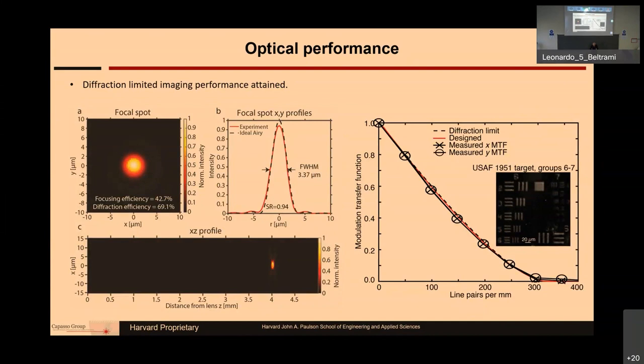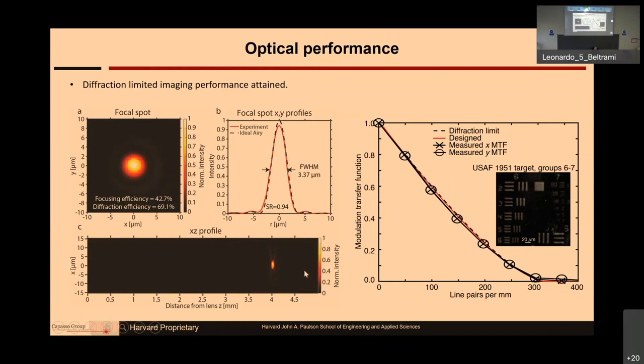So it's this quantity here versus line pairs per millimeter, and you see the data show it's very close to the ideal situation of diffraction limited. In fact, if you look at the point spread function in the focal point, you see that it's exactly what you're supposed to have ideally, very close to ideal.